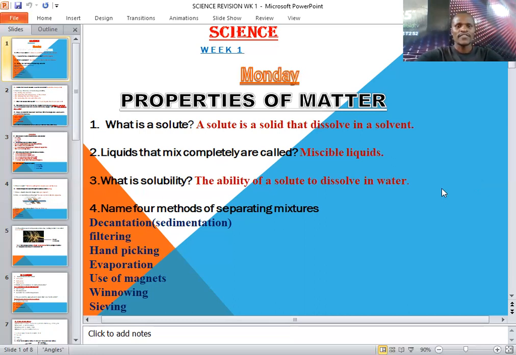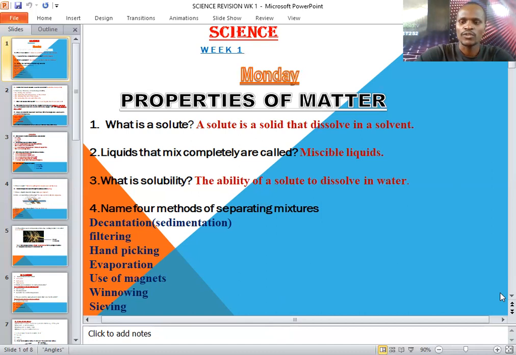Number three, what is solubility? That was question number three, and most people were not able to answer this question. We say that solubility is the ability of a solute or a solid to dissolve in a solvent or in water. So the ability of a solid to dissolve is called solubility. So you have to answer that question that way.